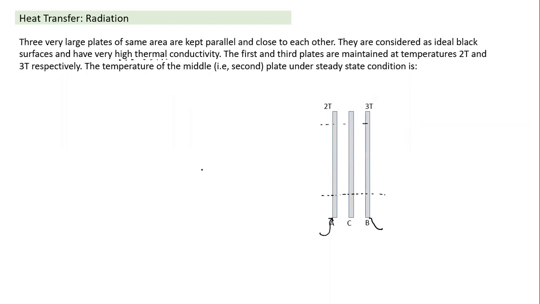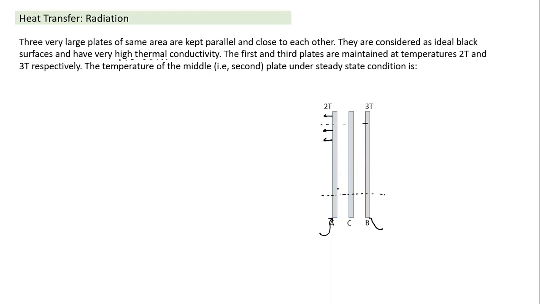If I keep two plates at constant temperatures on either side, what will be the steady state temperature of the middle plate? The moment I look at this question, you can imagine that if the plate is kept between two heated surfaces, this plate will also radiate. Certainly this plate will radiate heat, from this side and this side.